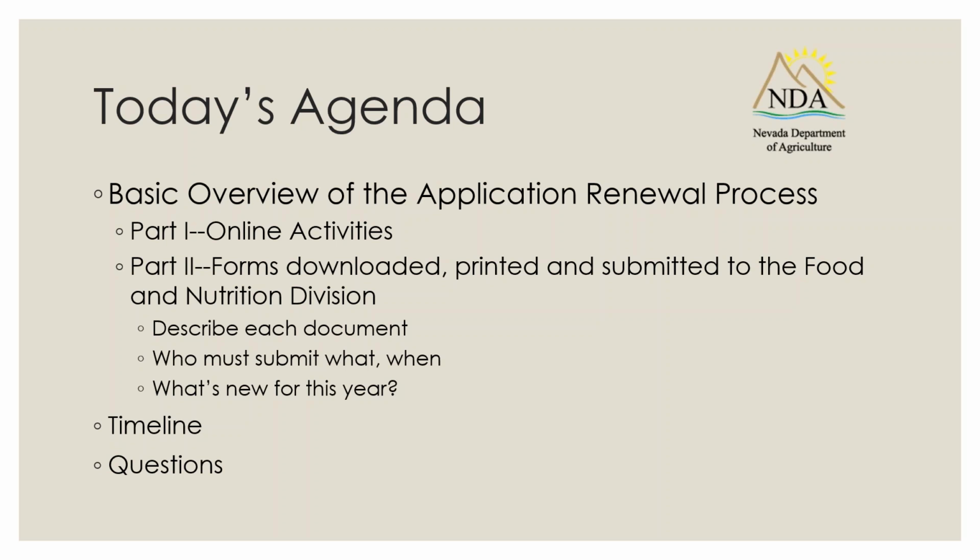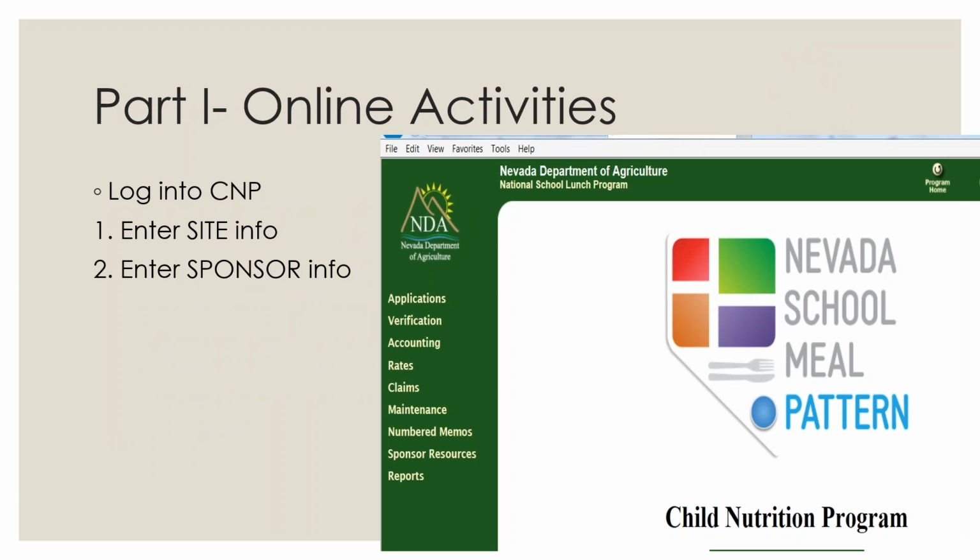So for Part 1, the online activities, the first thing you'll need to do is log into CNP. This will be broken out into two portions for the application renewal. The first part will be looking at your site information, and the second part you'll be editing any of your sponsor information. So this should look familiar to most of you.